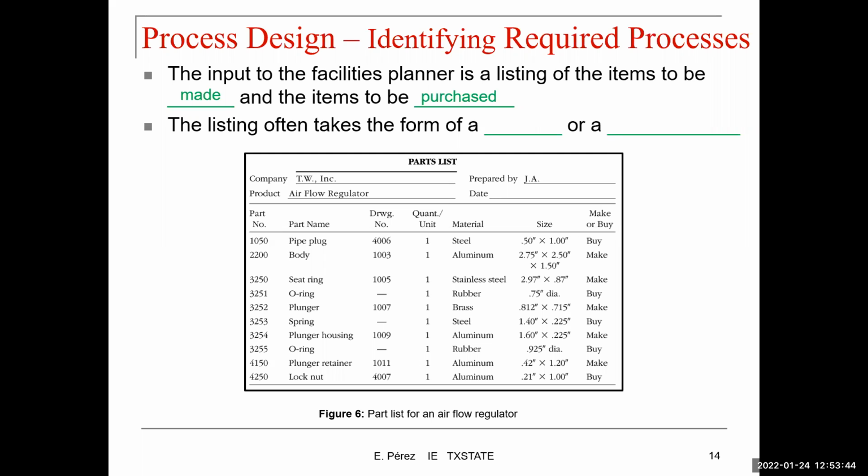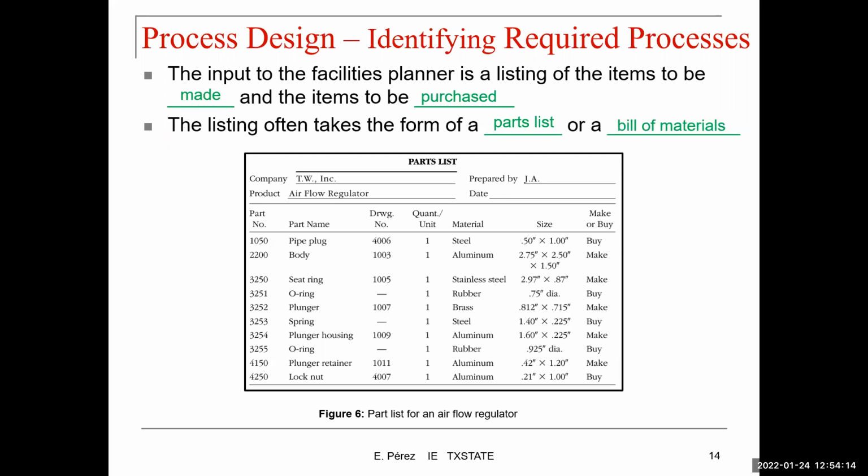So that's where the material handling component is also relevant. So if you're bringing that from a supplier, you need to find a way to move that into the storage and also into the facility. So the listing, that list that you need as a facilities planner often takes the form of a part list or a bill of materials.